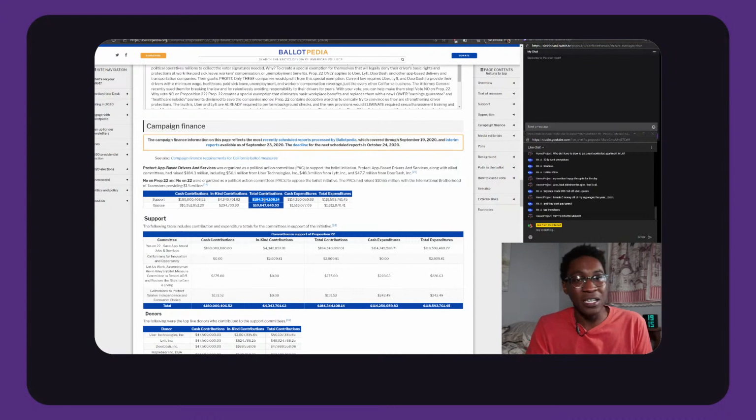So this is not a controversial ballot measure. If you vote no on it, that means the California law that was passed earlier this year stays, which requires Uber and Lyft and Postmates and all these other companies to classify their gig workers as employees, therefore providing them healthcare benefits, proper pay, and a couple more of the rights you get as a full employee.